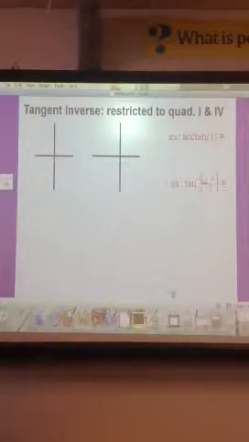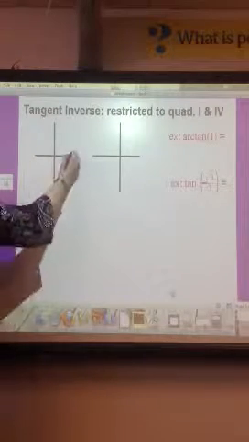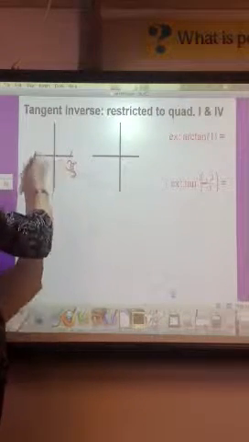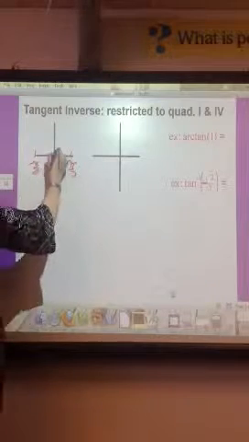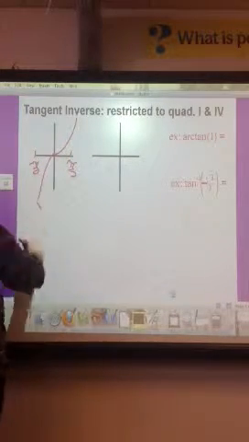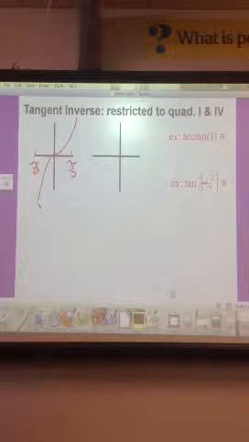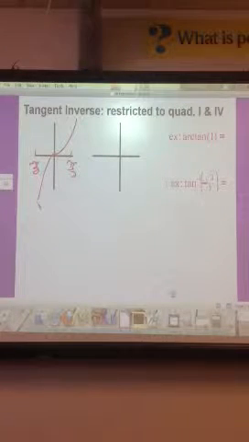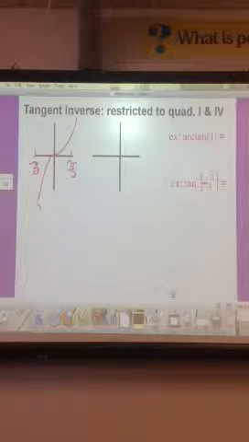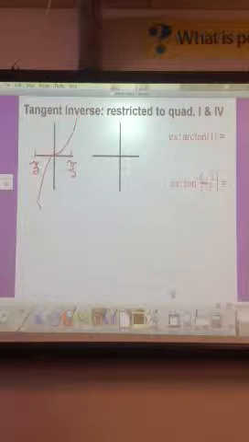Tangent inverse. Let's think about what a tangent graph looks like. Pi over 2, negative pi over 2, goes up and down. Well, it definitely passes the vertical. What about the horizontal? That entire graph passes the horizontal. When does it not pass the horizontal?